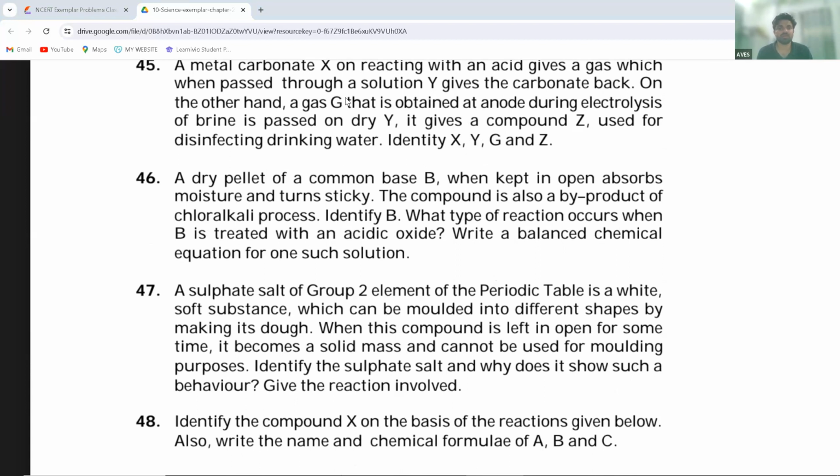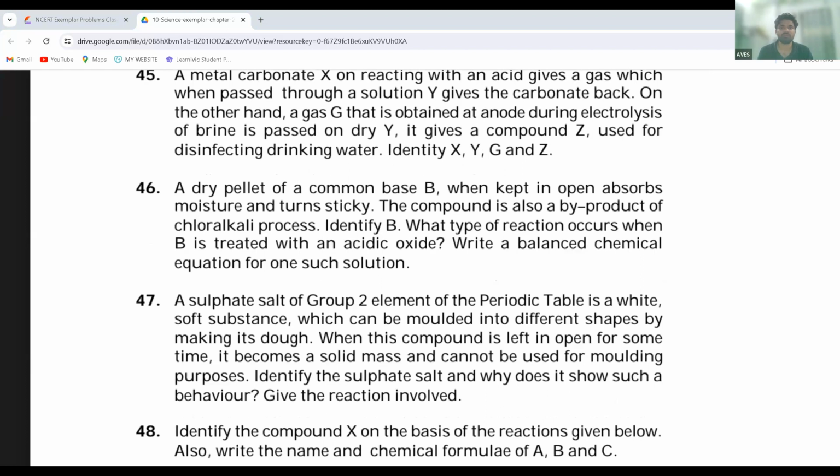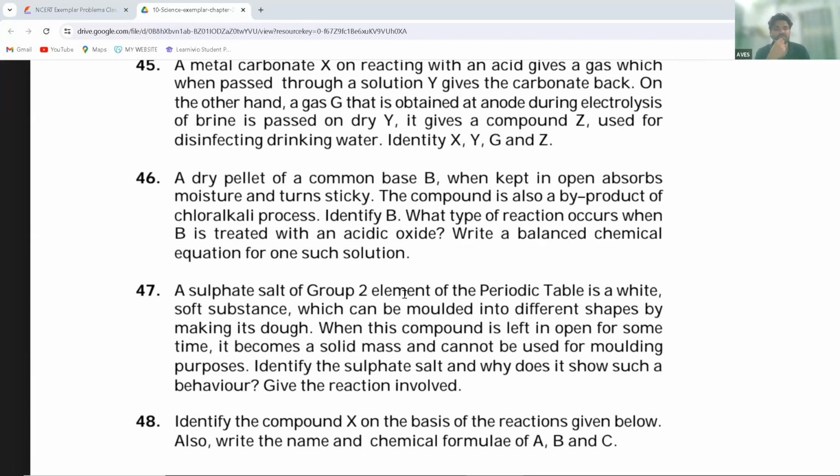Done. So what is it saying in the question? A dry pellet of common base B, when kept in open air, turns sticky with moisture. The compound is a byproduct of the chloroalkali process. Identify the compound B. What can compound B be?